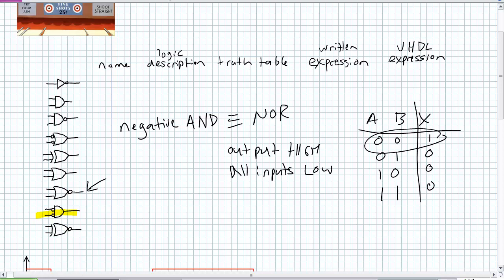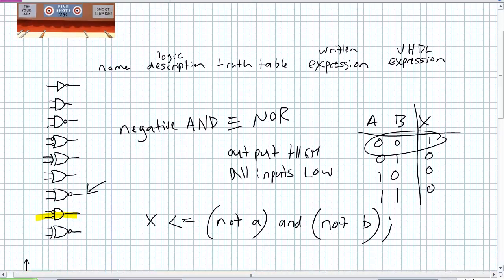What is the VHDL expression for that? X is assigned not A, not B, ANDed together, semicolon. If you want to be very concise, go ahead and put those things in parentheses. And if the negative AND and the NOR are functionally equivalent, I can just say this too: A nor B.